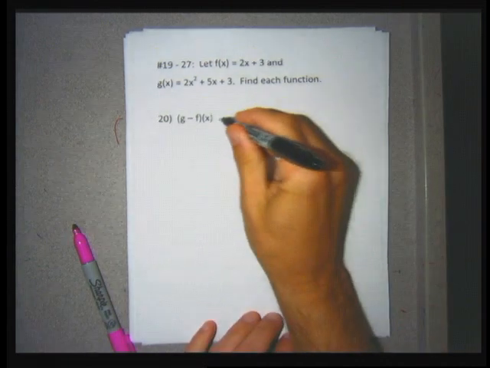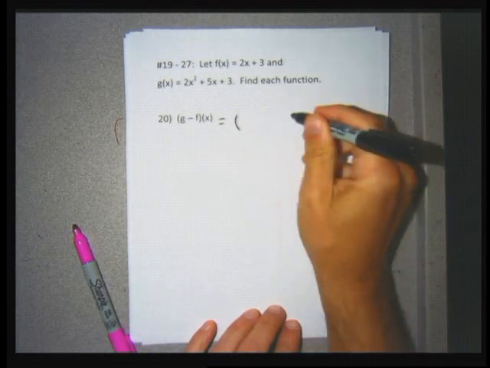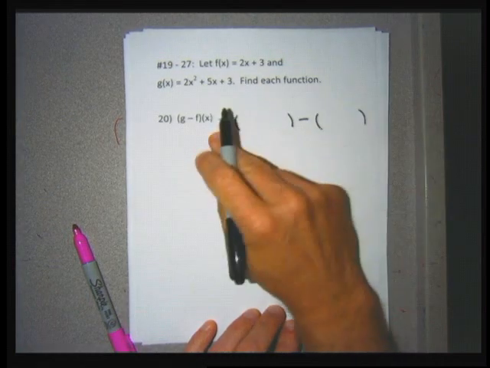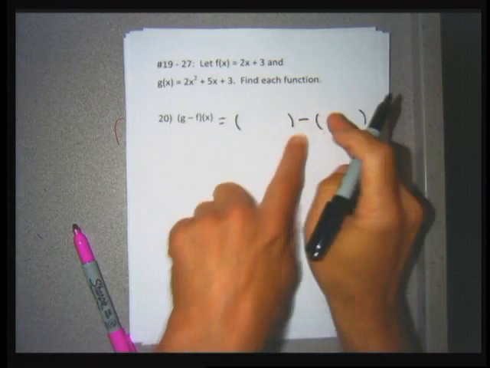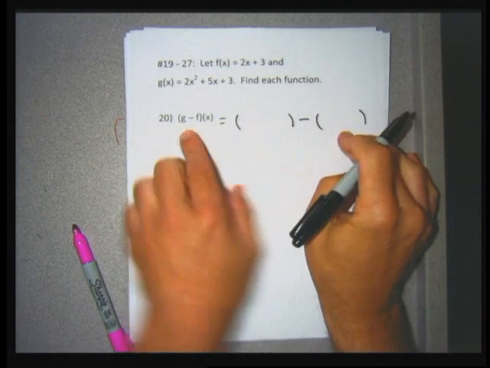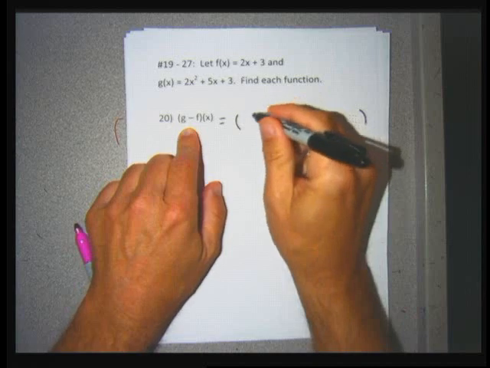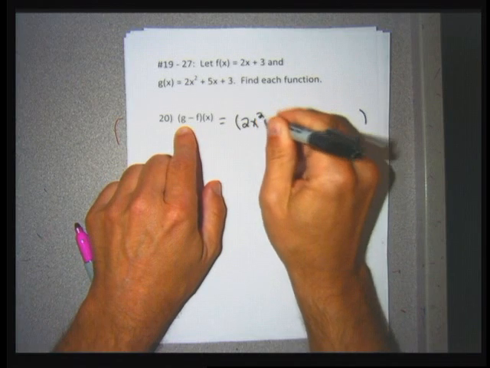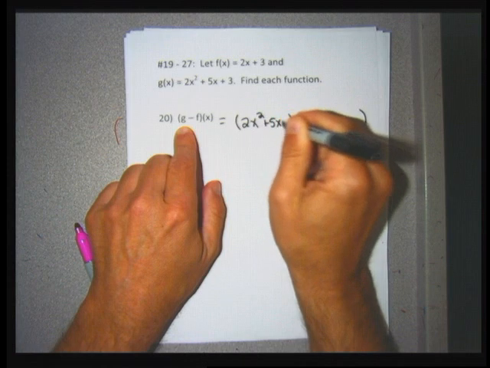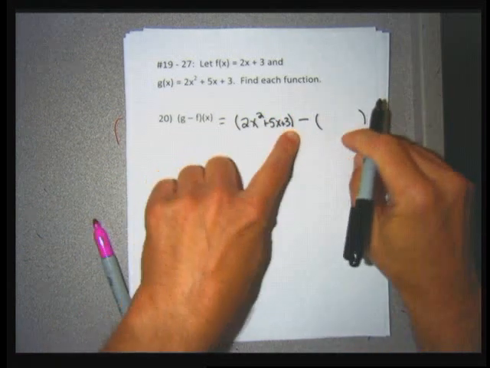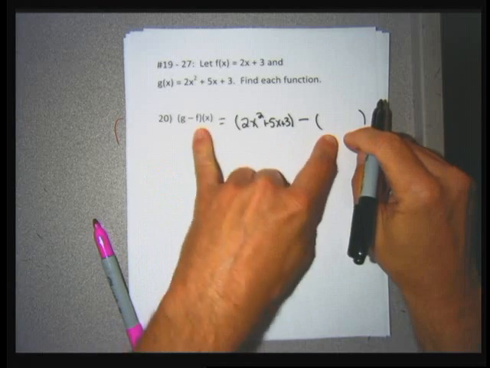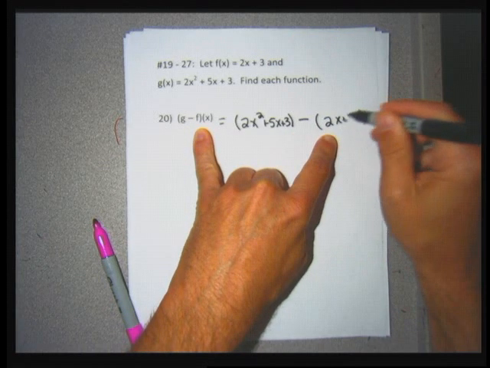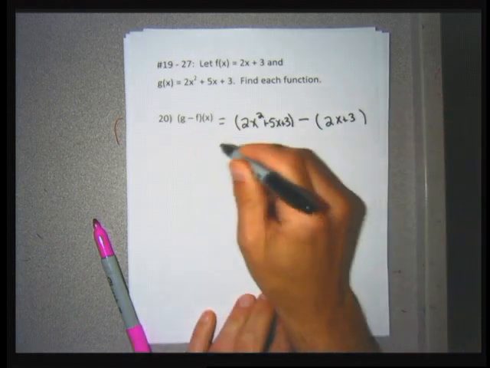To find g minus f of x, I'm going to write an equal sign, then a minus sign between two parentheses. In the first parentheses, I'm going to put the right half of the g function because the g is written first, which is 2x squared plus 5x plus 3. After the minus sign, I put another parentheses, and inside it, I'm going to write the right side of the f function, which is 2x plus 3. The algebra is just going to be to simplify this.